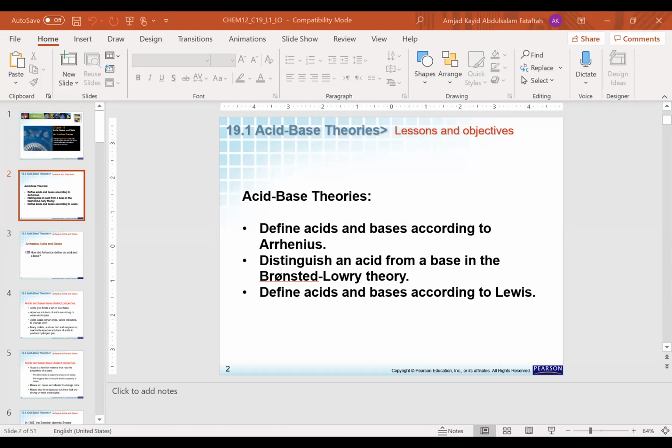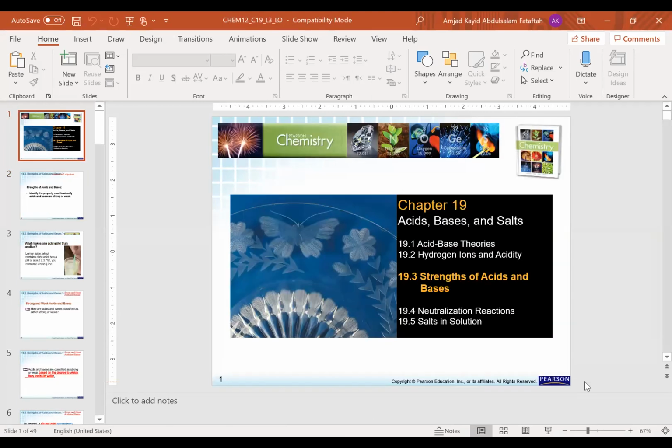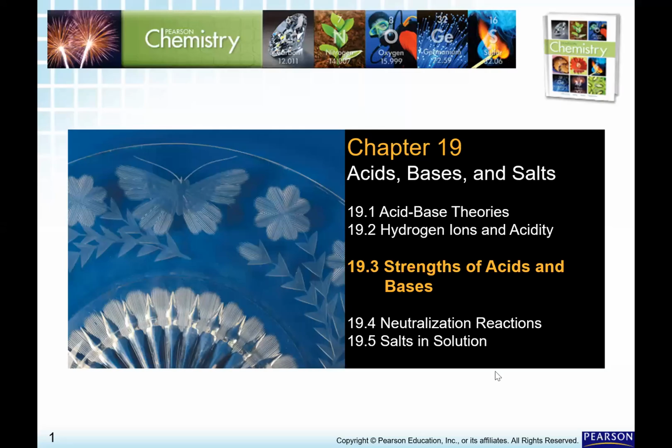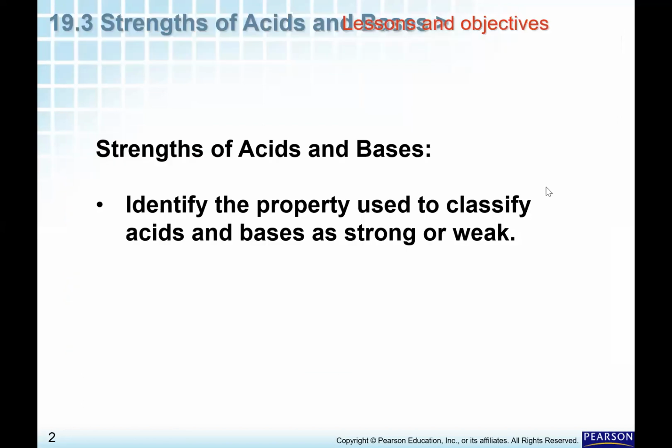All right. So here, what is so important in this section then? Let me just make this bigger, okay? All right, for the strength of acids and bases, basically, identify the property used to classify acids as strong and weak. The property that we look at is the degree of dissociation. As you know, this is the general structure for an acid, for example, HA. A could be anything, but H is the ionizable hydrogen.